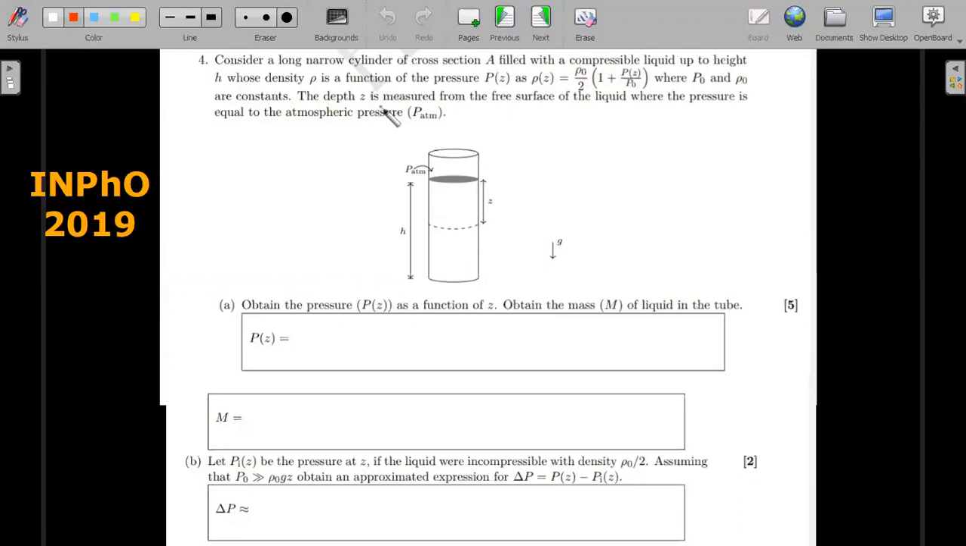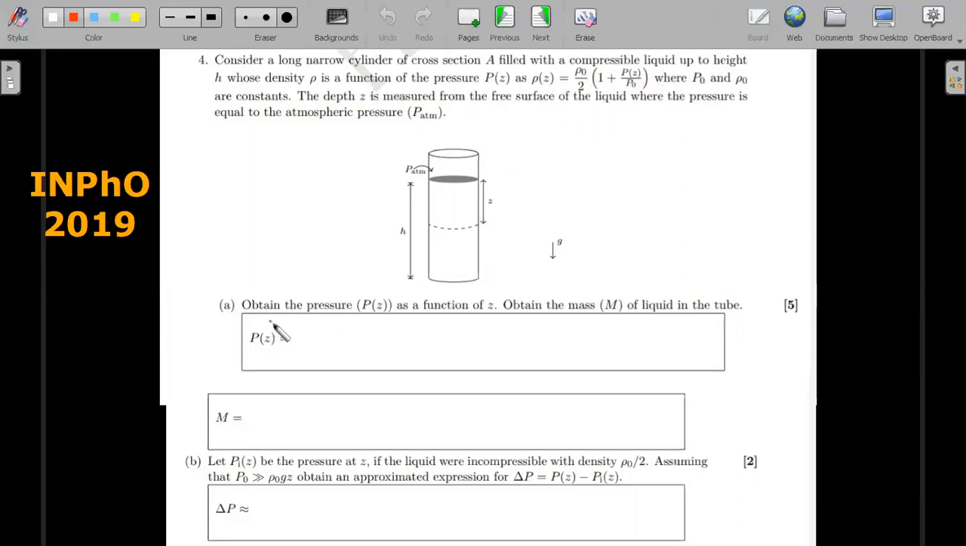The depth z is measured from the free surface of the liquid, where the pressure is equal to P atmosphere. One major thing you need to note, and a lot of silly mistakes were made even by my students when they attempted this exam last year, was that when this P atmosphere is given, they try to substitute it for P naught. P naught is a constant, P atmosphere too. So these are two different constants that you should have noted.